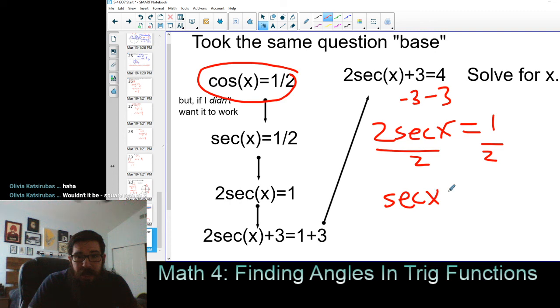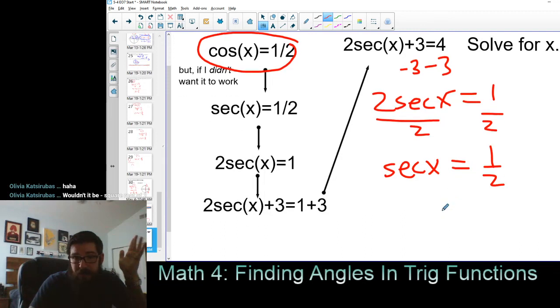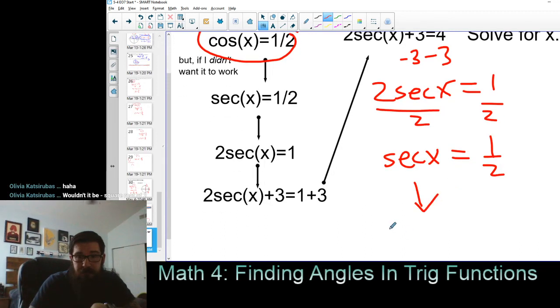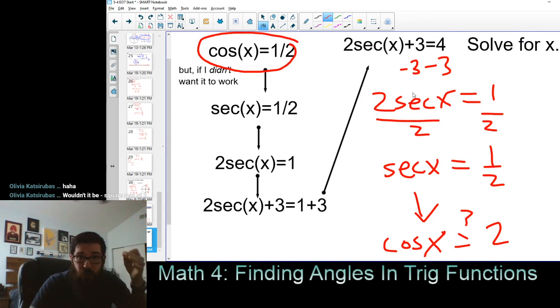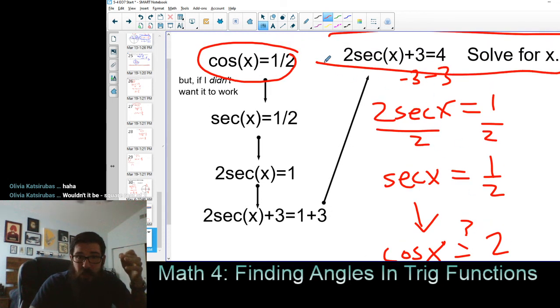And then you have to ask, does this sort of thing exist? And maybe at this point you're like, I don't even want to mess with it. Turn this into cosine. If I turn secant into cosine, I'm doing the reciprocal. I'm flipping it, meaning I'm going to flip this guy right here. Can cosine ever equal 2? Like, is this a true thing? Absolutely not. Your answer for this question would be no solutions.